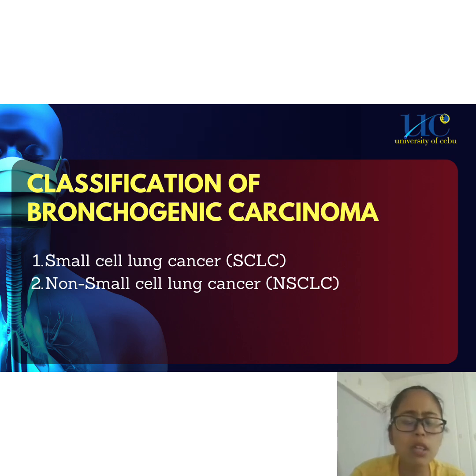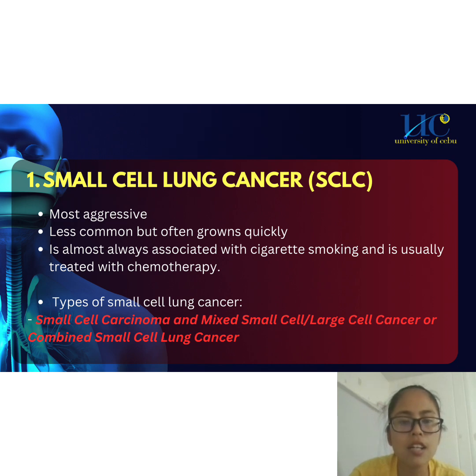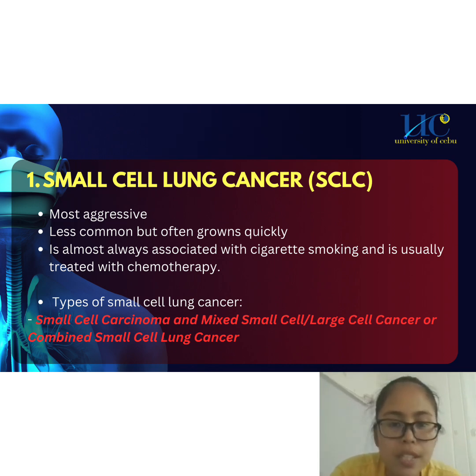So next is the classification of bronchogenic carcinoma. The classifications are small cell lung cancer and non-small cell lung cancer. So we will start with small cell lung cancer. It is most aggressive, less common, and often grows quickly. It is also associated with cigarette smoking and is usually treated with chemotherapy.